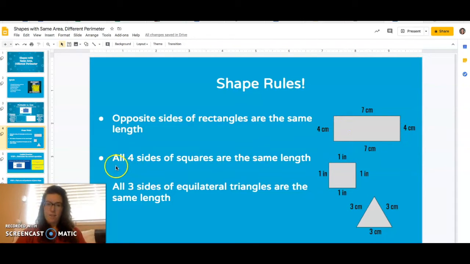Next up is the square. All 4 sides of the square are the same length. So if I know that any of these sides is equal to 1 inch, I know that all of the sides are 1 inch. Same with an equilateral triangle, right? Remember, not all triangles are equilateral, but if you see a triangle where the sides look pretty much the same length, you could guess that it's an equilateral triangle, right? So if I know that one side is equal to 3 centimeters, I know that all the sides will each equal 3 centimeters.